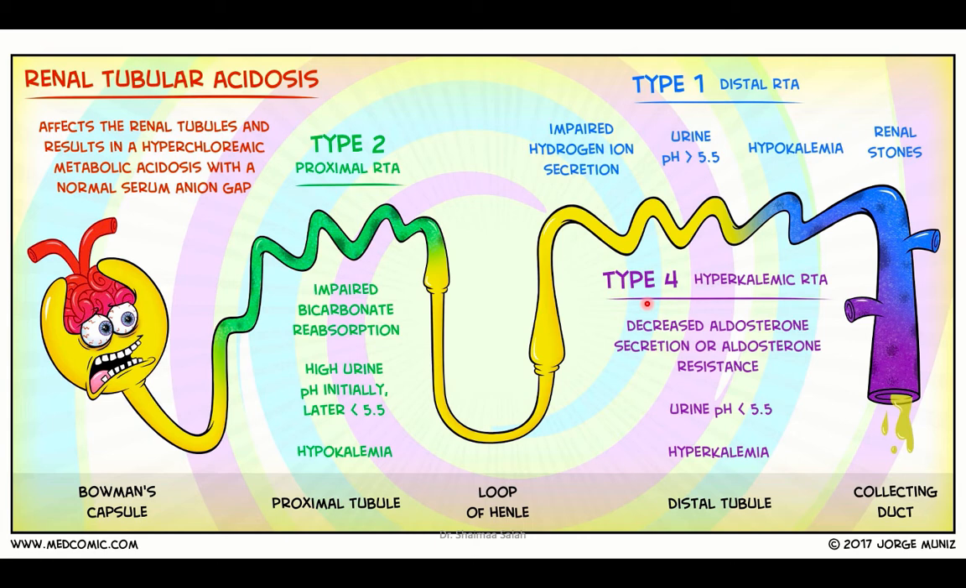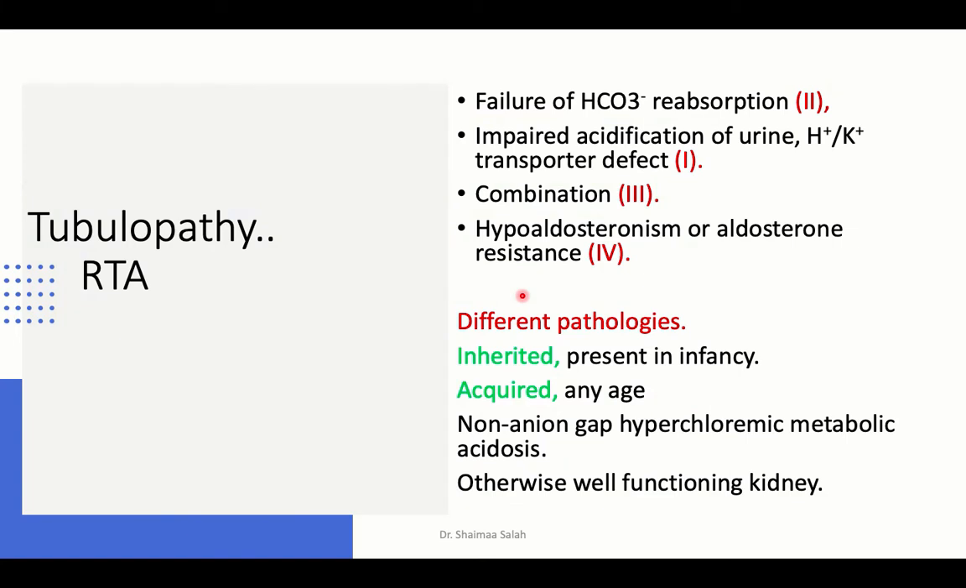So it is the only type of RTA that is associated with hyperkalemia, due to missing the aldosterone action. And so let's revise them one by one. In type 2, which is the proximal RTA, the defect is mainly in bicarb reabsorption in the proximal tubule, and the proximal tubule being the most important part for reabsorption of bicarb, large amounts of bicarb are lost and associated with severe metabolic acidosis.